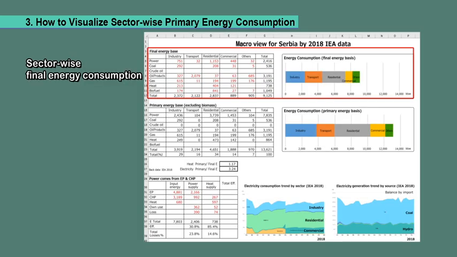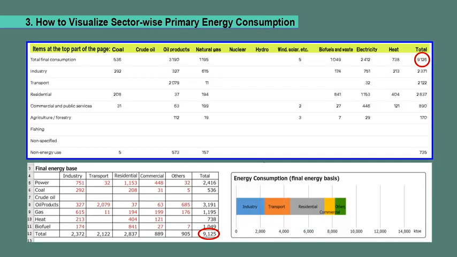First, enter sector-wise final energy consumption on the top left from the IEA table. Here, check to see that the total value in the IEA table is the same as the one in Excel. I will elaborate on this later in the demonstration.